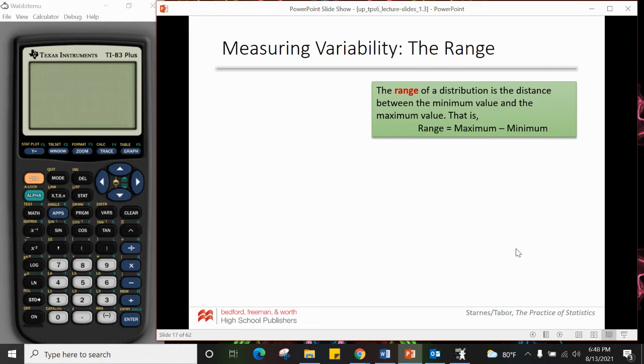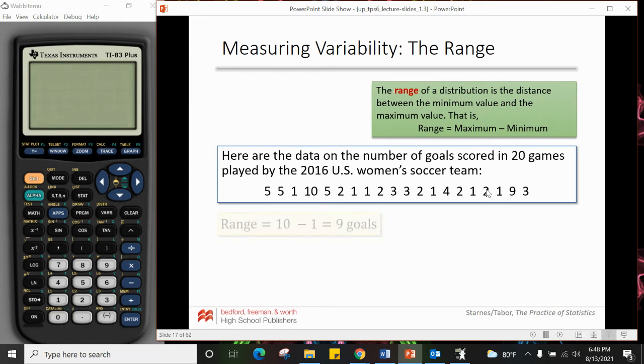All right. So a couple ways to describe variability. We talked about center being mean and median. For variability, the first one is going to be the range. The range of the distribution is the distance between the minimum value and the maximum value. So we just do max minus min. We should be familiar with it. You can see the max was 10 goals scored and the min was 1. So 10 minus 1 is 9 goals.